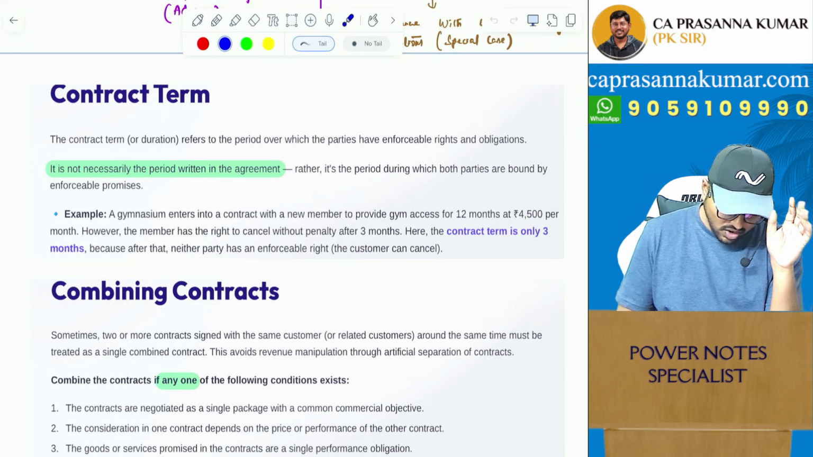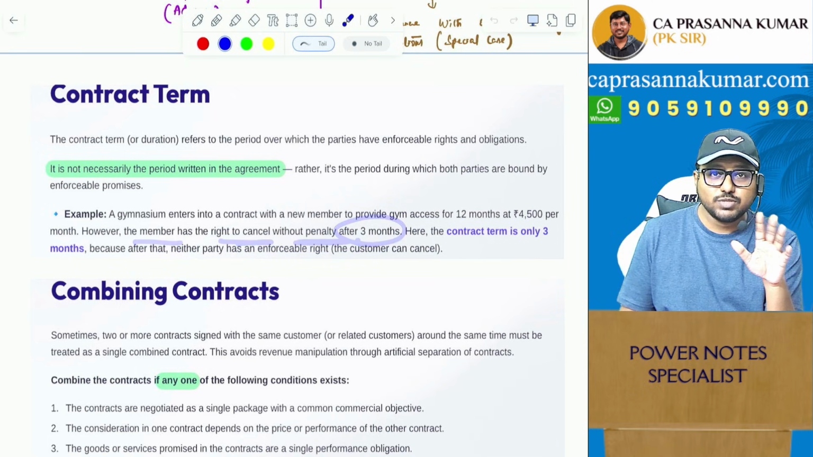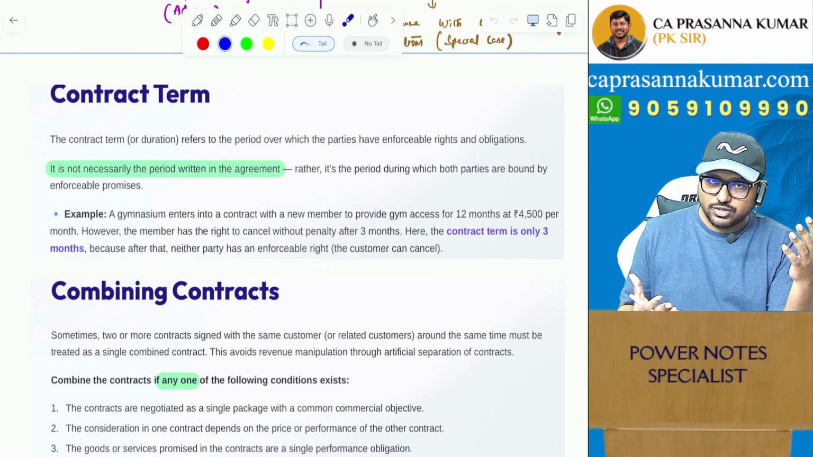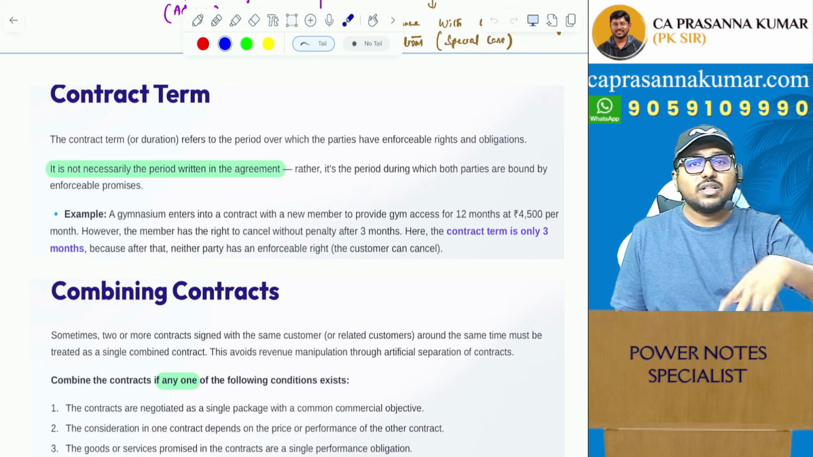Now, wrong. Because the member has the right to cancel without penalty after 3 months. Which means till 3 months, he won't cancel. That's what you get from the contractual terms, right? So 3 months is the contract term, because there is a high probability that after 3 months he can cancel.